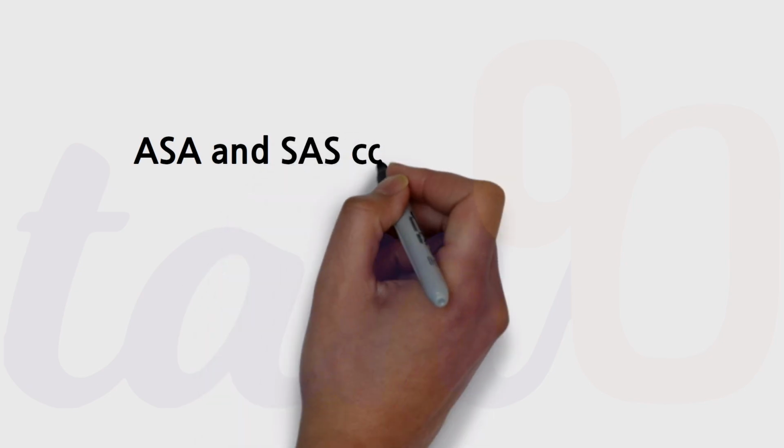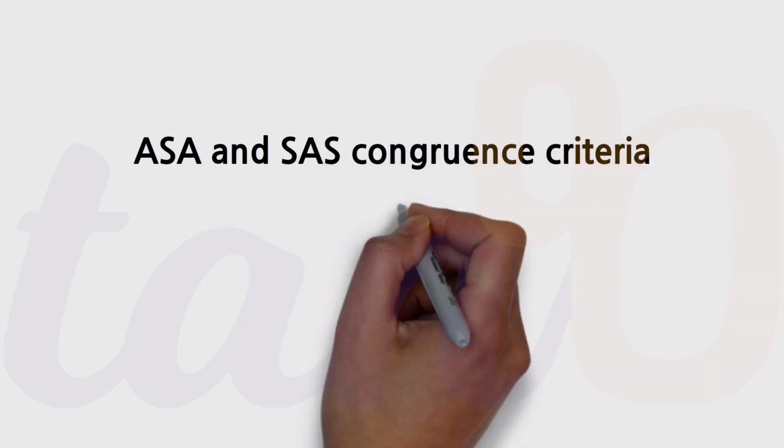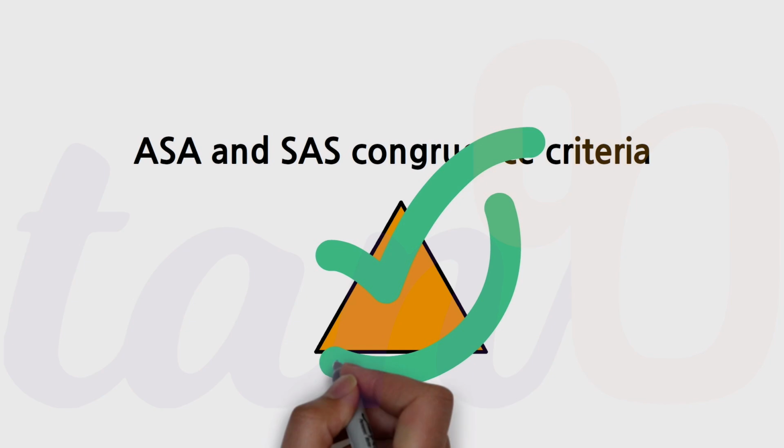We hope you have understood ASA and SAS congruence criteria using isosceles triangle.